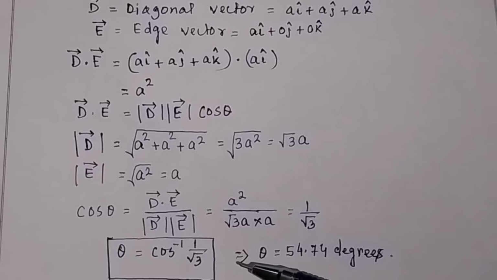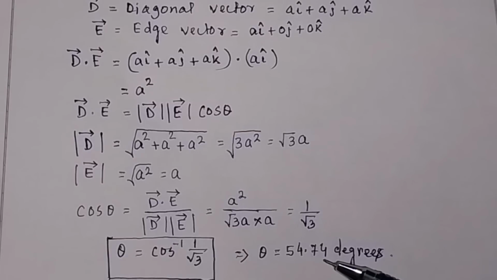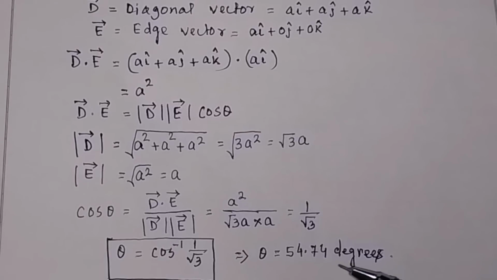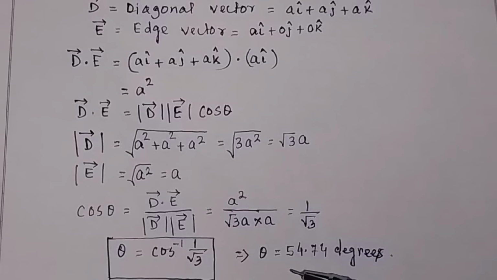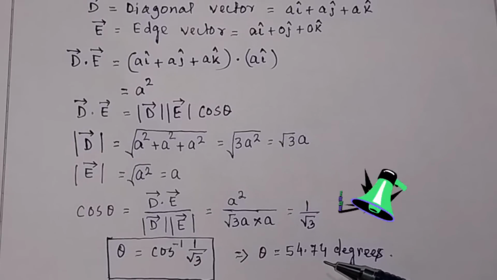So the angle between the diagonal of a cube and one of the edges it meets at the vertex will be equal to cos inverse 1 by root 3. And if you find out the cos inverse function of 1 by root 3, that will be equal to 54.74 degrees. So you have to remember this angle, that is, the angle between the diagonal of a cube and one of the edges it meets at the vertex is equal to 54.74 degrees.